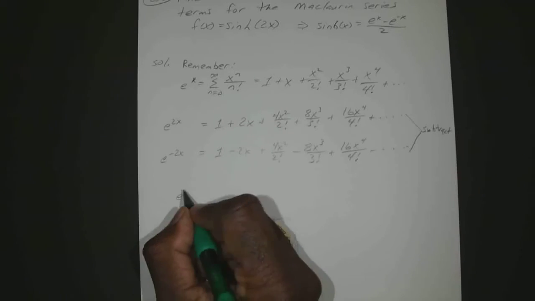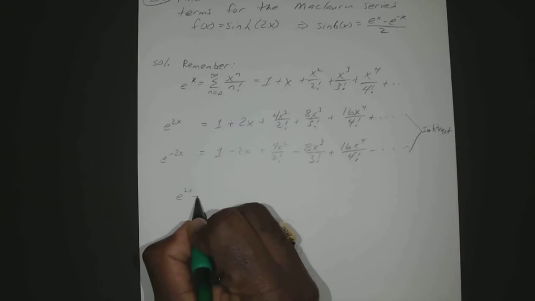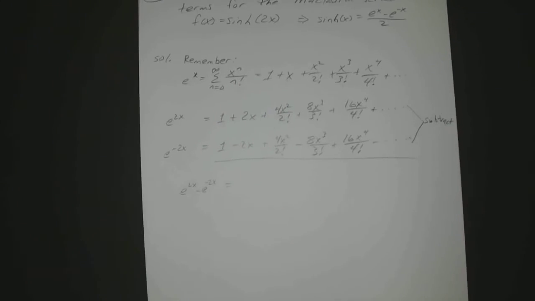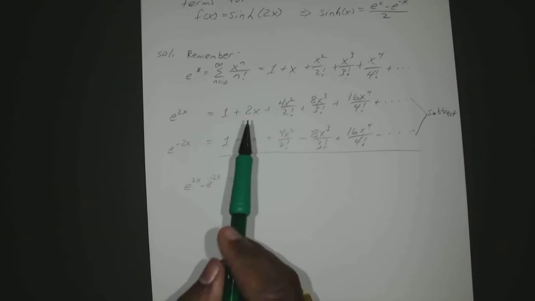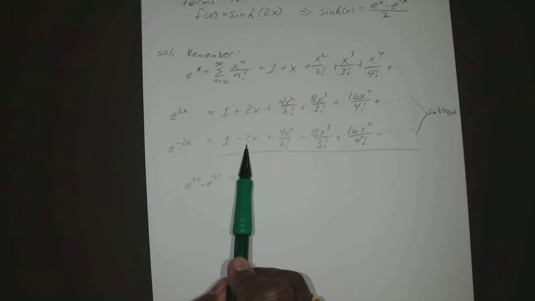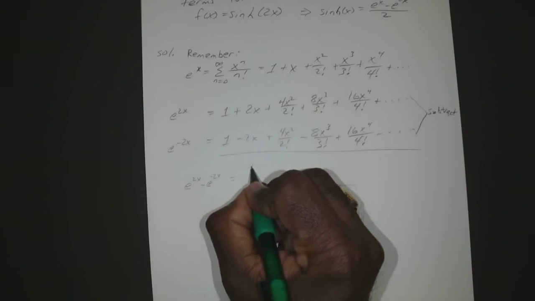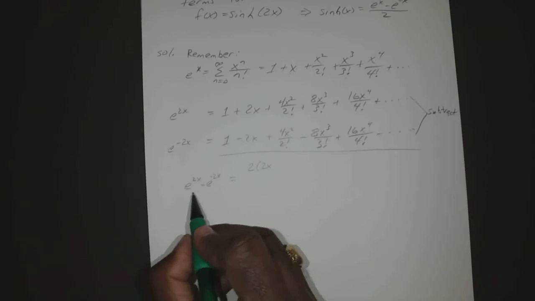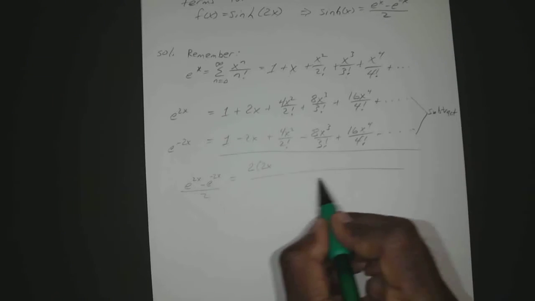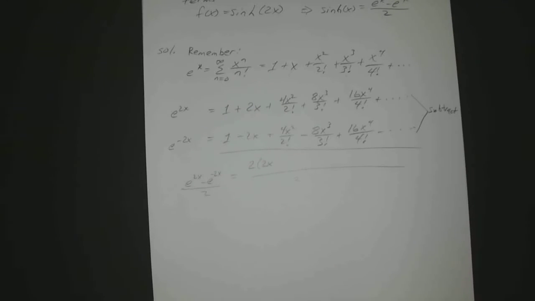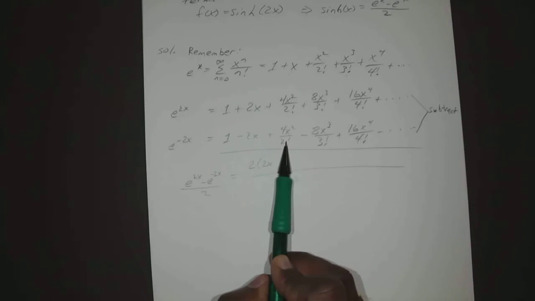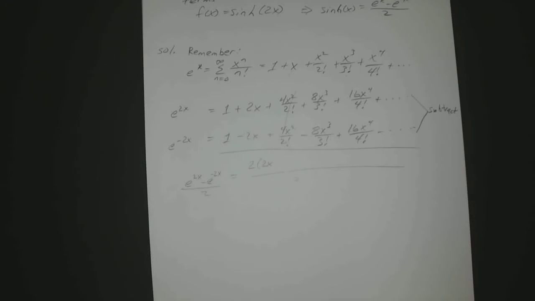Okay, so that means that e to the 2x minus e to the negative 2x is going to give us 1 minus 1, which is 0. 2x minus negative 2x is plus 2x. Yep, so you're going to have 2 times 2x. Okay, and the only reason we're doing that is because once we divide by 2, we're going to have to cancel that out. Okay, so here you have 4x squared over 2 factorial minus 4x squared over 2 factorial, so that cancels out. And really, all of our even ones will cancel out.